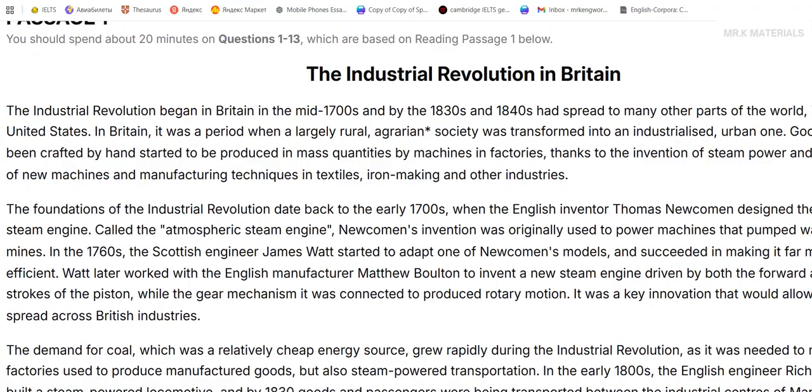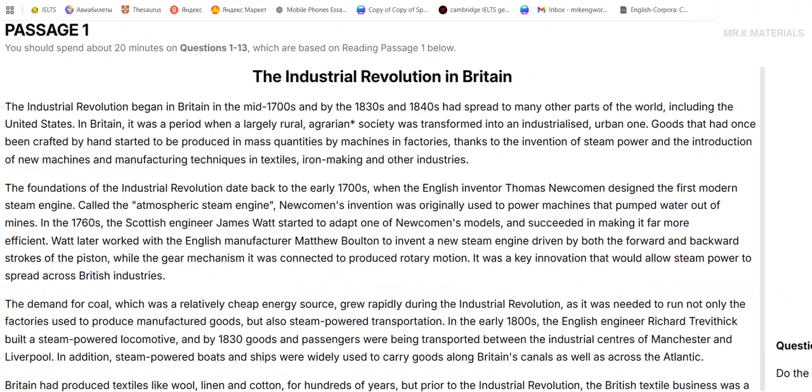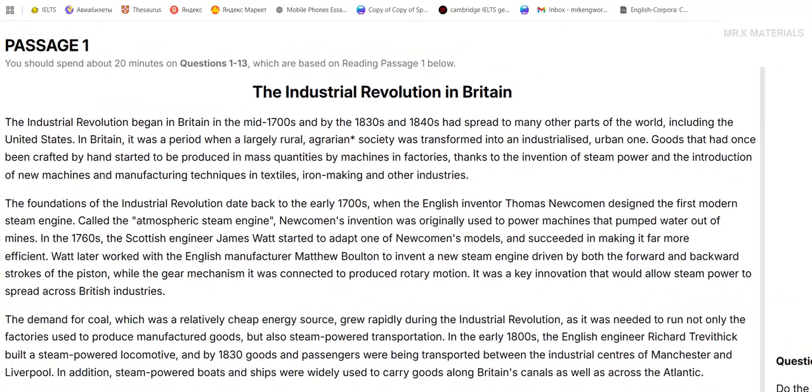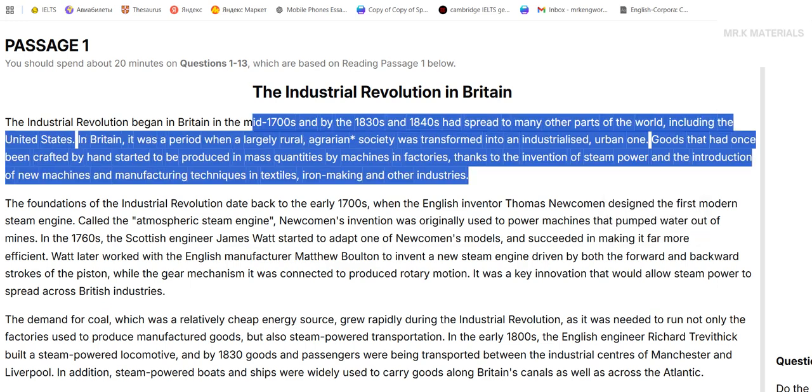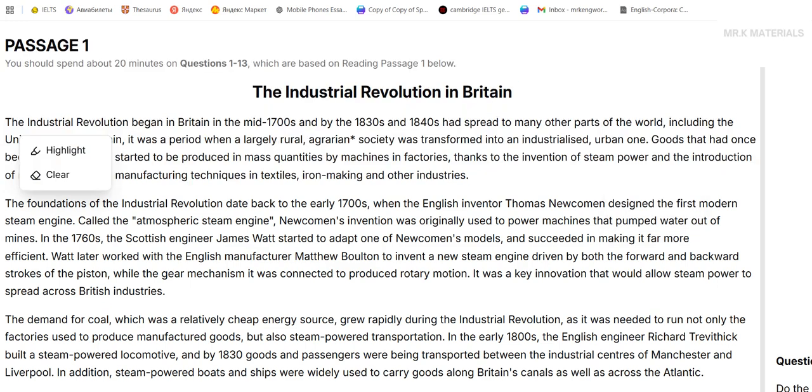Let's start from the first paragraph. Okay, I'm not going to read everything. I'm just going to focus on key parts until I have a general understanding of the first paragraph. So it began, so it's about the start of this. It was transformed into something, goods that once had been, thanks to innovation, invention. So it's about changes, I guess. So it's like overall changes for the industrial revolution.